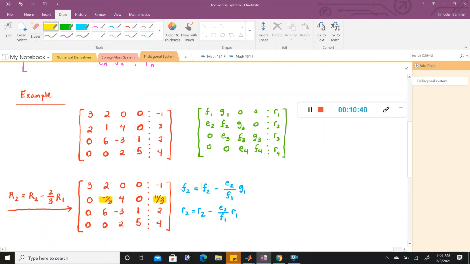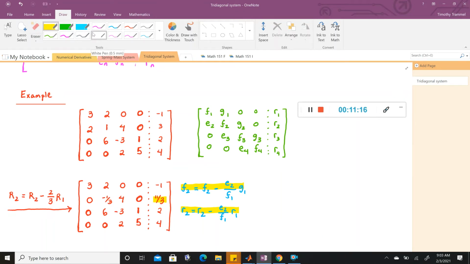So only two things changed, and that would be F2 and R2. And those two calculations could have been thought of a little bit differently. We could have thought instead that to get our new F2, we were just going to subtract E2 over F1 times G1. So the E2 over F1, let me actually write that in there. Let me remind you where E2 and F1 come from.